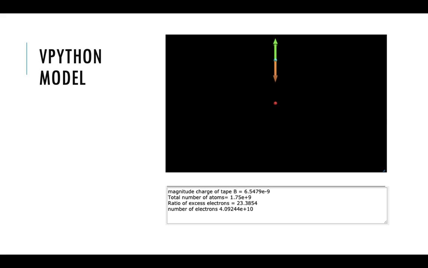Here's a picture of my VPython model. As you can see, the green arrow is the electric force acting upward, whereas the orange arrow is the force of gravity acting downward, and the blue center dot is representing tape B, whereas the red center dot is serving as tape A. The calculations that VPython did are shown in the bottom image, and as I talked about before, these match the calculations I did myself.